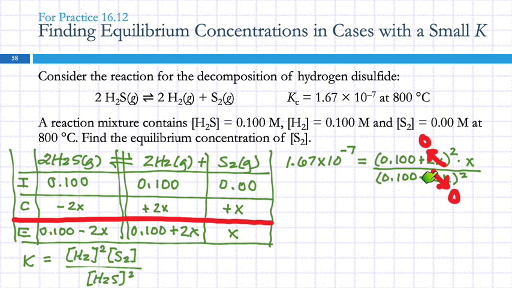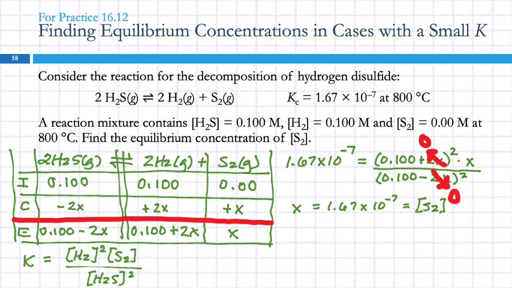When we get rid of those two terms, though, now we have 0.1 squared divided by 0.1 squared, and that cancels out. And so our answer is x is equal to 1.67 times 10 to the minus 7. We're like, well, that was too easy. No, that's just what it is. So that is equal to the sulfur concentration at equilibrium.